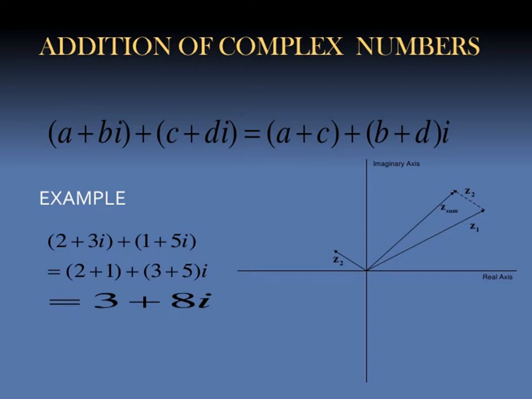And secondly, in the bracket, the imaginary parts of these two complex numbers: the first is 3i and the second complex number contains the imaginary part 5i. The imaginary parts are added here, that is, 3 plus 5 in the bracket, and outside the bracket it is written as i, meaning the imaginary part of these complex numbers. 2 plus 1 is 3, and 3 plus 5 is equal to 8i. This is the addition of the two complex numbers.